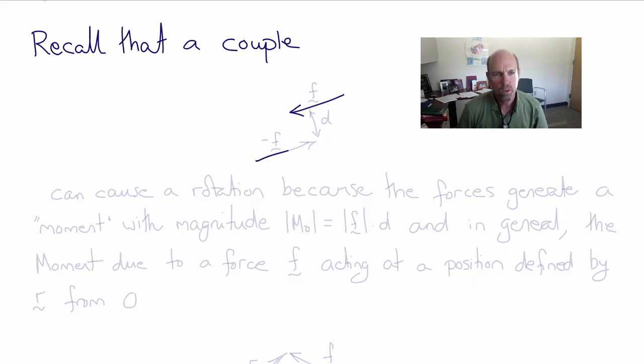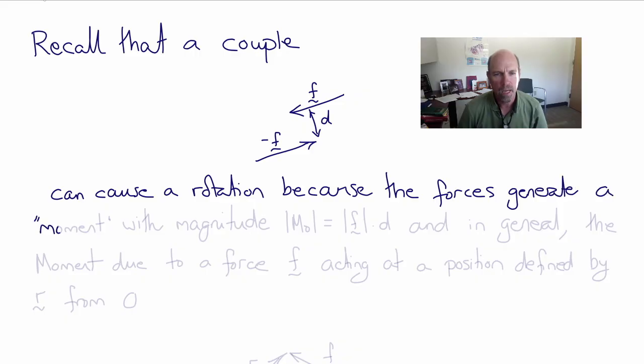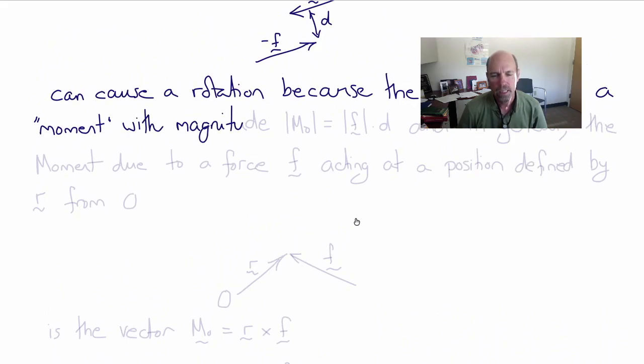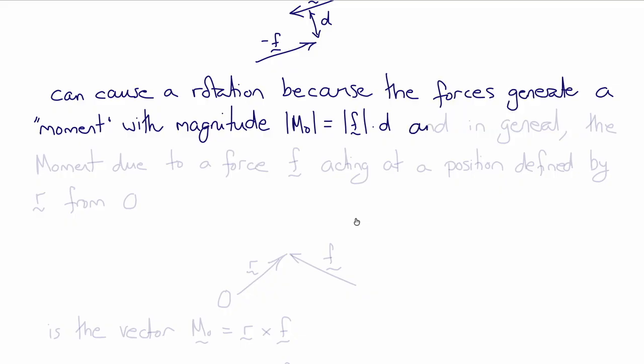Today we will introduce Newton's laws for angular motions. Let's start by recalling briefly that a couple created by two equal and opposite forces with different lines of action separated by a distance d can cause a rotation because those forces generate a moment. The moment has a magnitude M0 of the magnitude of F times d.